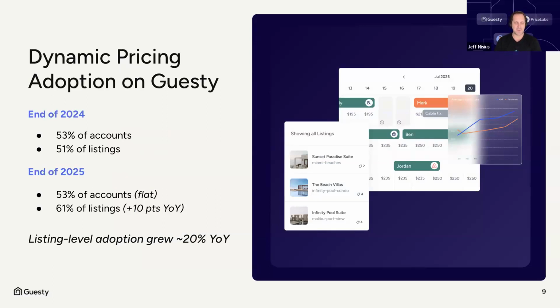So internally, 53% of our accounts and 51% of our listings in 2024 were using some form of dynamic pricing. They're not just setting the rates manually, they're using some sort of dynamic pricing tool to assist them. How that stacked up here in December of 2025, while the percentage of accounts was flat at 53%, we did see a big increase of 20% year over year in the number of listings.